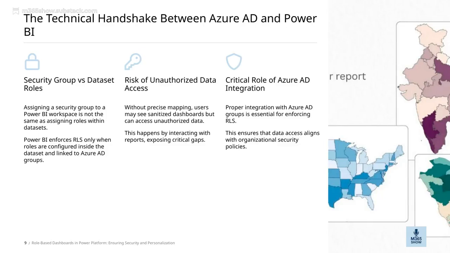It's also important to clarify that assigning a security group directly to a Power BI workspace is not the same as assigning roles within datasets. Power BI enforces row-level security, or RLS, only when roles are properly configured within the dataset itself and linked to the correct Azure AD groups. This distinction is key to ensuring that access controls are both effective and consistent across your reports and dashboards.